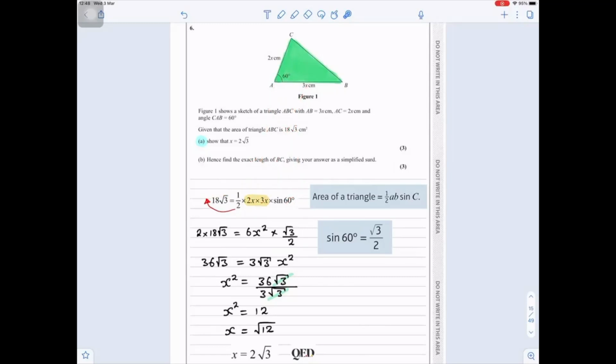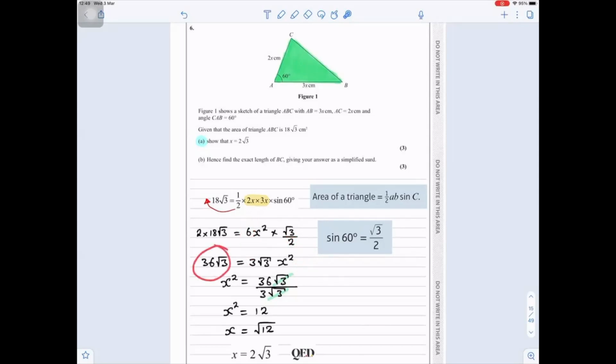Sine 60 is root 3 over 2. So you take the half to the right, that means you times 18 by 2, it becomes 36 root 3. It's equal to 3 root 3 times x squared. 6 divided by 2 gives you 3.